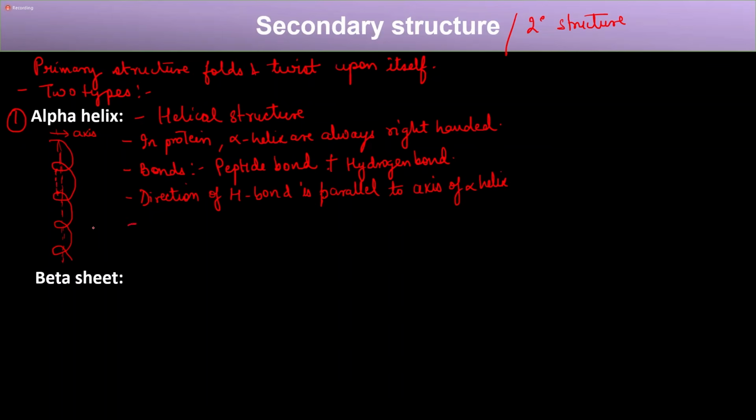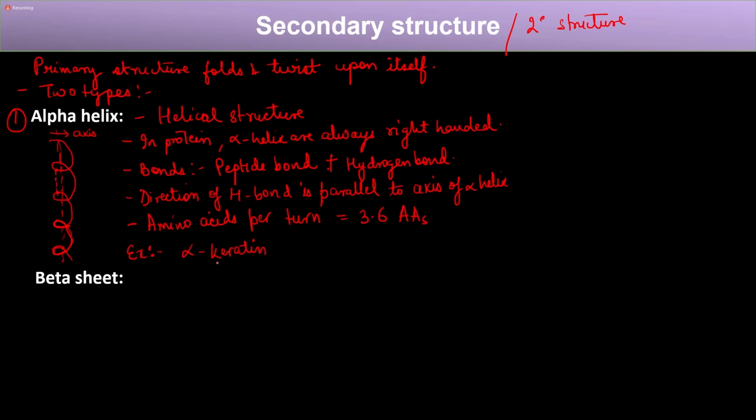Now, if we talk about how many amino acids are present per turn, this is one whole turn. How many amino acids are present from here to here? The amino acids per turn in the alpha helix are 3.6. And one example of a protein that exists in this alpha helix conformation is alpha keratin, which is present in our hair.